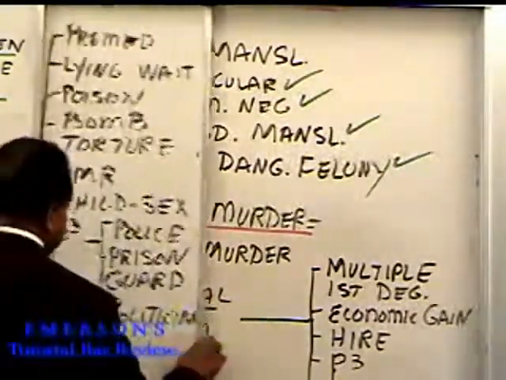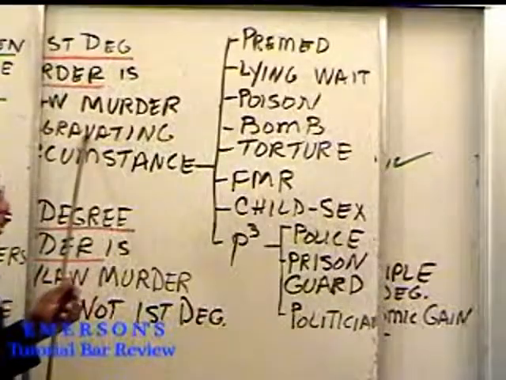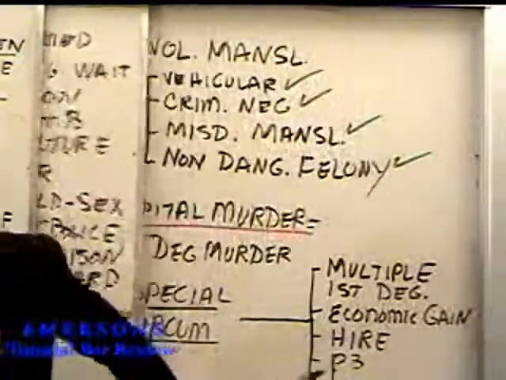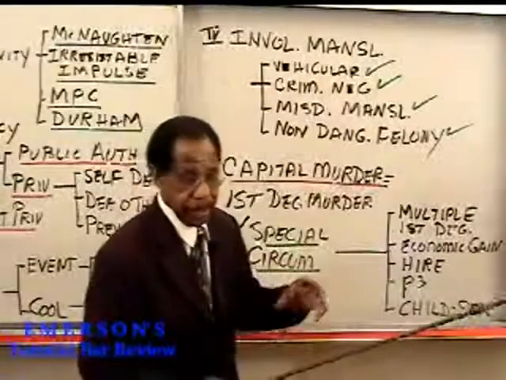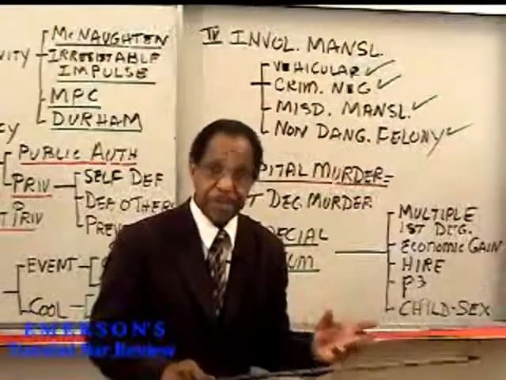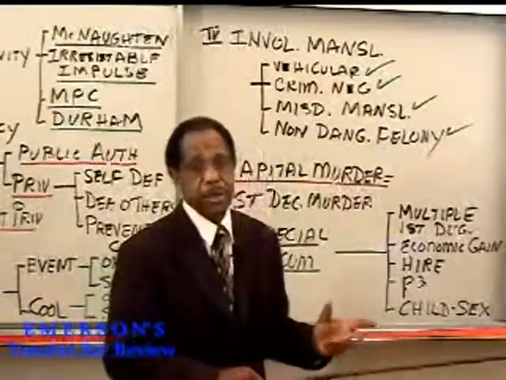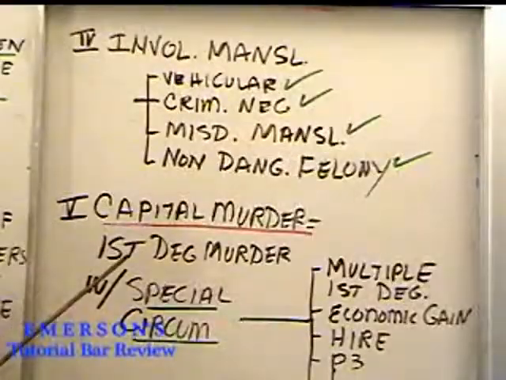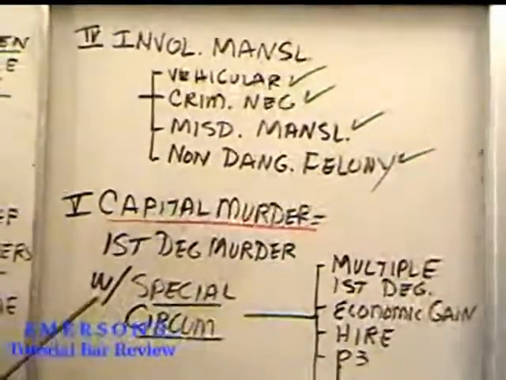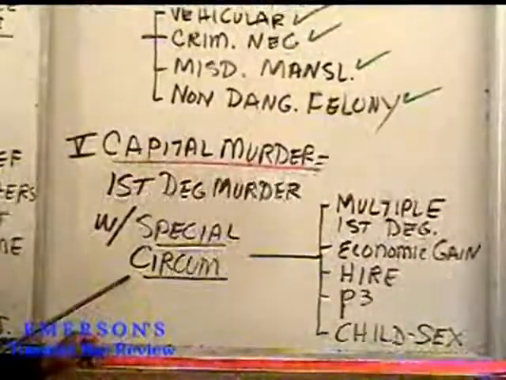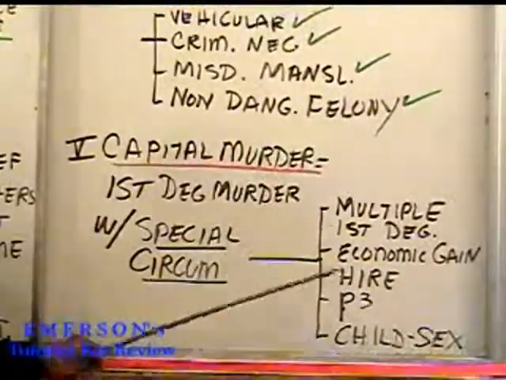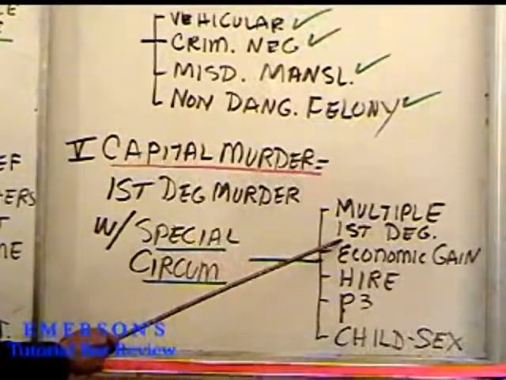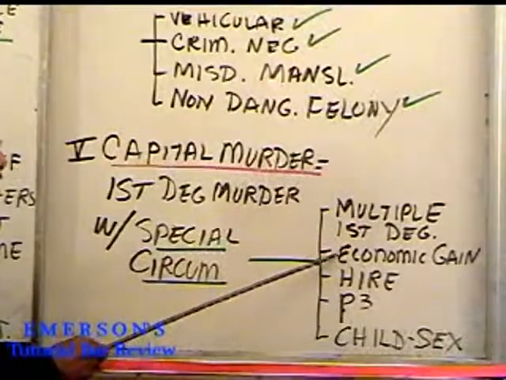After we got to first degree murder, I said to you that first degree murder is further broken down, in that some first degree murders are worse than others. And it's only the real bad ones that you want to execute people for. And that's what capital murder is about. Capital murder is first degree murder with special circumstances. And each state has its own list of special circumstances. Here's a typical list: multiple first degree murders, murder for economic gain.